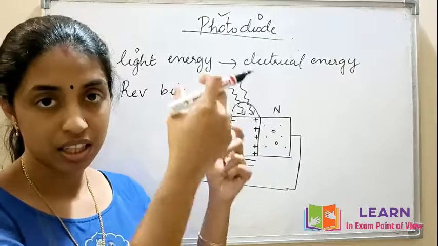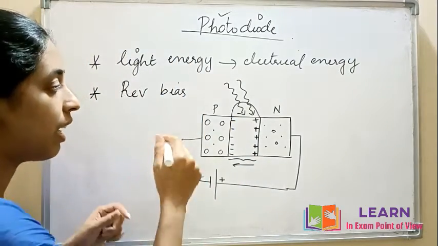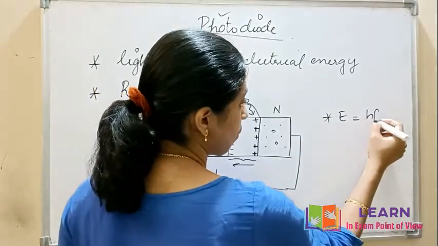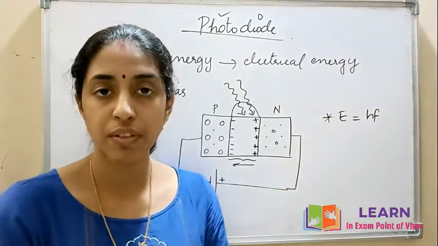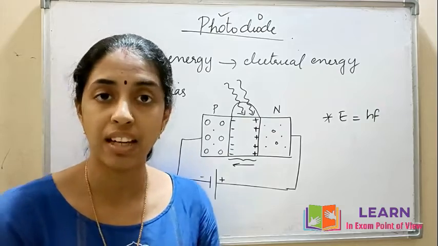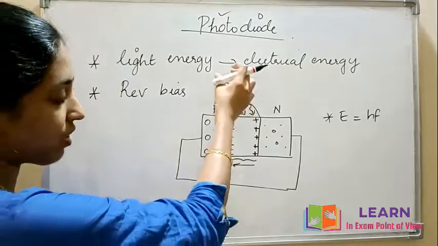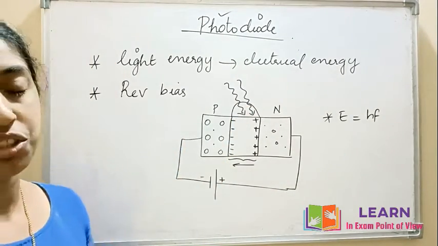So the light is striking on the photodiode. Light has energy. Energy of light, E equals hf, you remember, right? h is Planck's constant, f is the frequency, for one photon. So when it strikes, the light comes inside the depletion layer.